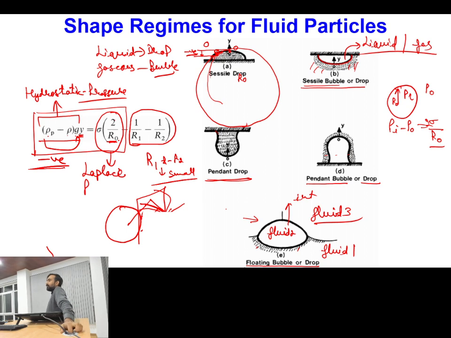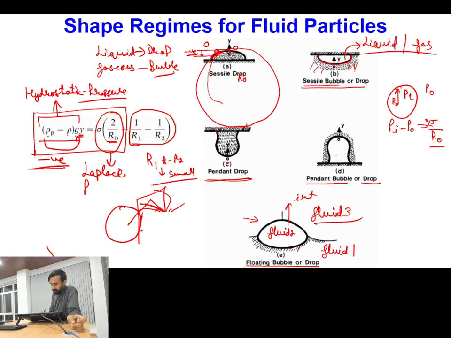Are all clear with this or not? So you have to do two things: visualization and basic understanding of fluid mechanics. If that is not there, then you will not be able to understand this equation. Is this one clear? Or do I explain this again? So then we have another shape.